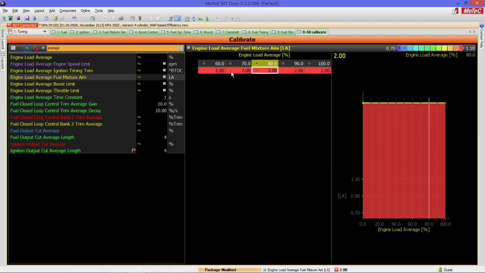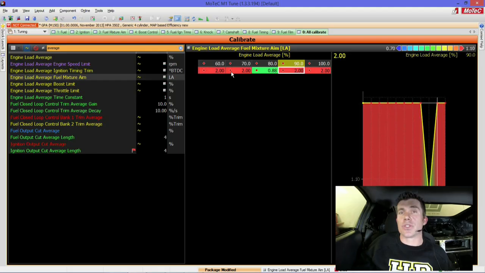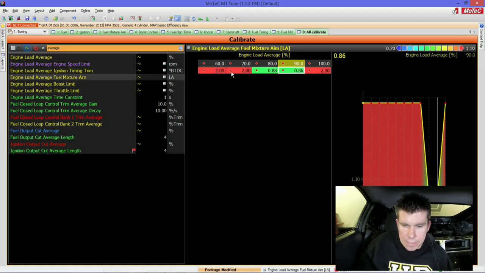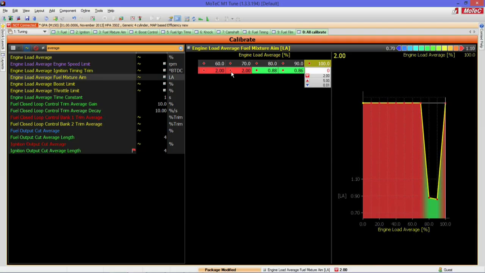load average, maybe we want to target 0.88 lambda. Let's say we've got a naturally aspirated engine, it's normally tuned to 0.90. So at 90% throttle, 90% load, we've gone under higher load again, so we want to go a little bit richer. We could enter 0.86, and if we ever get to 100%, we could enter 0.82. So this means the ECU is going to completely ignore this table because the numbers are 2.0, until we get to 80% average load. Then the ECU will start referencing this table, and it will aim for a richer air fuel ratio.